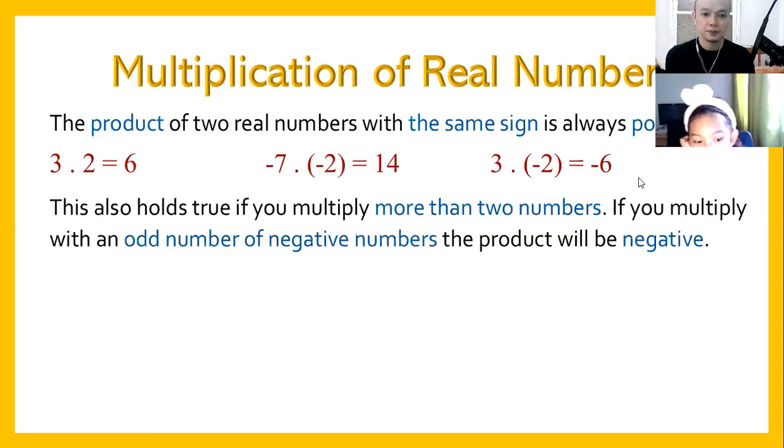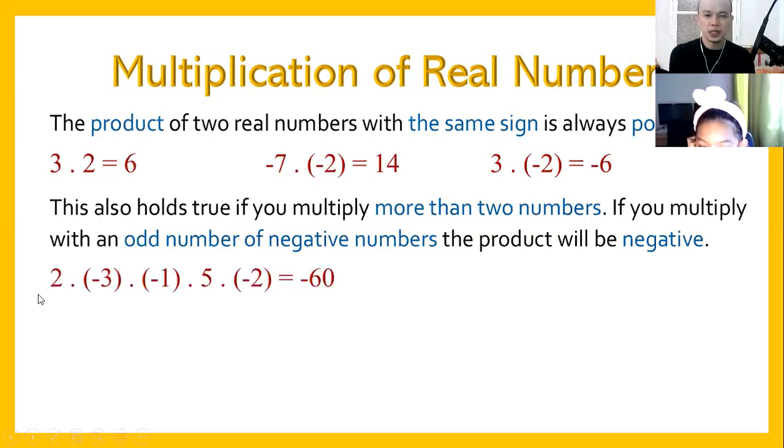Okay, example. Let's have this example. As you can see here, there are how many numbers here multiplied? 1, 2, 3, 4, 5. But then if you look at the negative numbers, there are 1, 2, 3. 3 means it's odd number. So the result should be negative. That's why you have negative 60 here. Okay, you get it, Christelle?